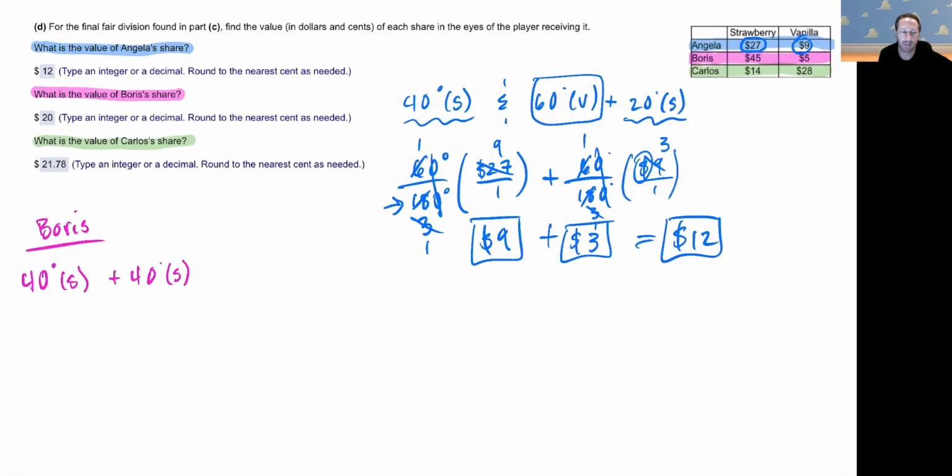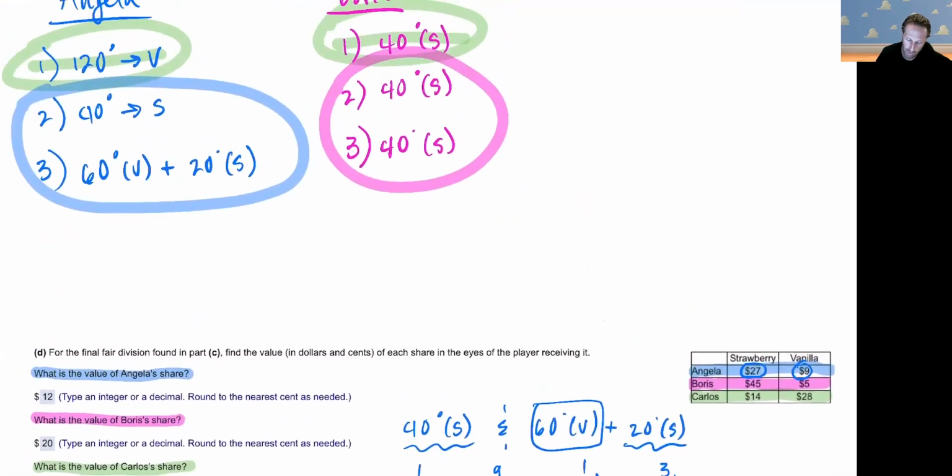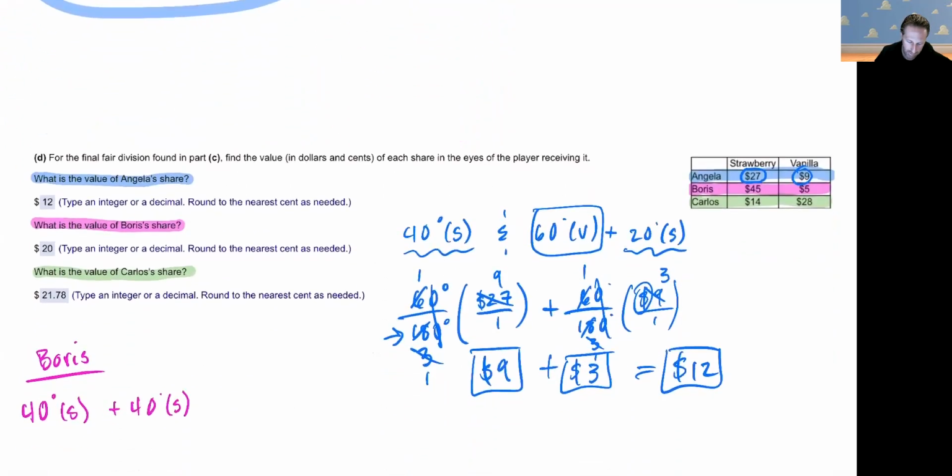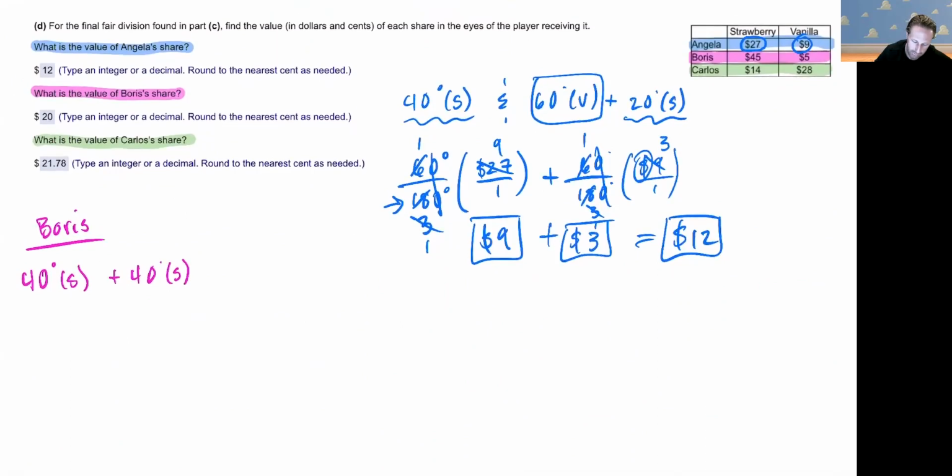Boris is by far the easiest because he was just left with the 2 40-degree slices of the 3 that Carlos took 1 of for strawberry. So those 40-degree slices adds to a total of 80 degrees out of the 180 degrees. And remember, for Boris, he valued those strawberry slices at $45. So dividing by 10, and then this one doesn't actually cancel out completely on top.